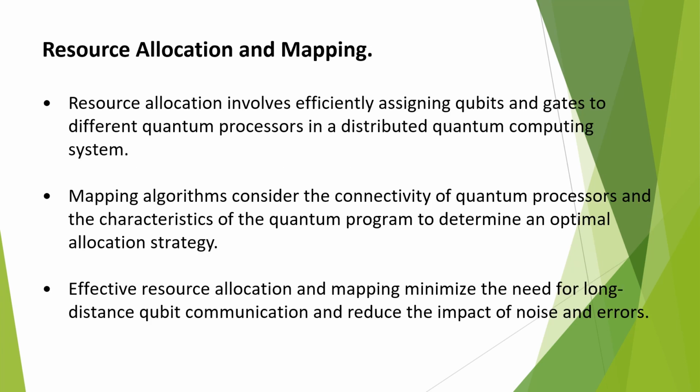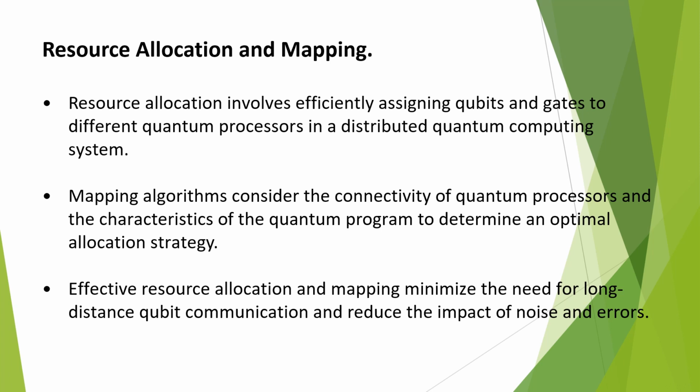Resource allocation and mapping. Here we move to resource allocation. Resource allocation involves efficiently assigning qubits and gates to different quantum processors in distributed quantum computing systems. Assigning means appointing a qubit and gates to different quantum processors.